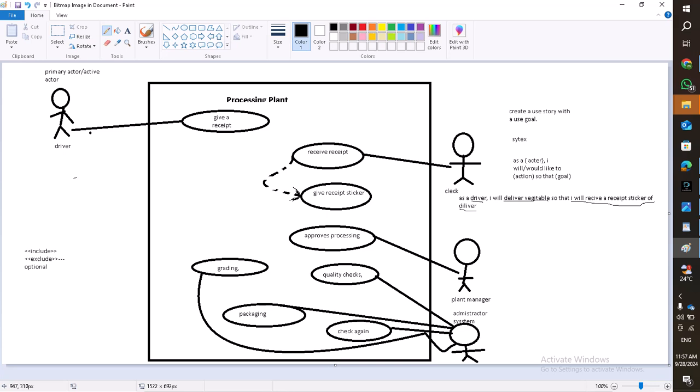Okay, as a system, I will wait for the vegetables to be approved so that I will do the quality check. I will do the quality check for the vegetables on the table. I will dry them, I will pack them, and then I will check that they can be sold to the local retailers. So you guys, this is how we will solve the problem.